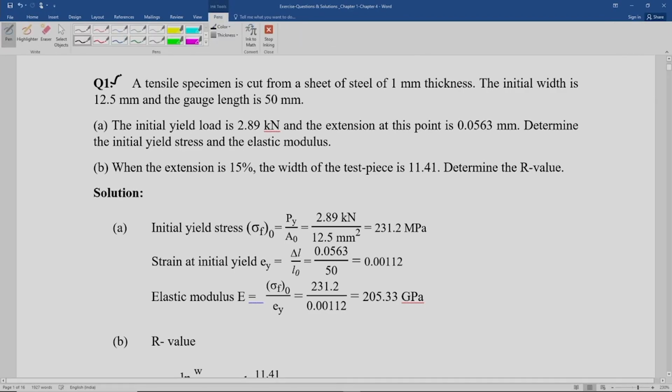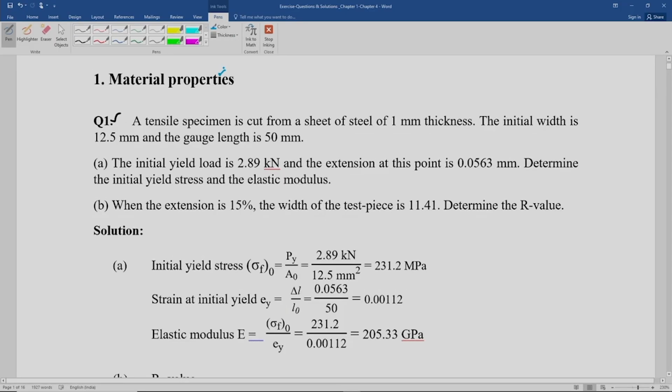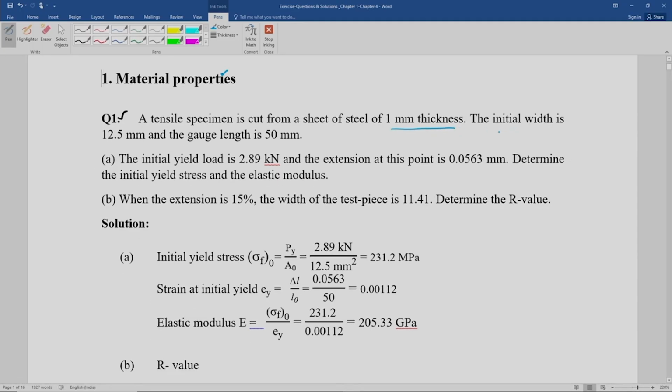Okay. So, Q1, if you pick up, you will see that a tensile sample is cut from a sheet of steel of 1 mm thickness, and the sample has an initial width of 12.5 mm and gauge length of 50 mm. So, you pick up a tensile sample, I am just drawing the gauge length only, this gauge length is 50 mm, and you will see that this width is 12.5 mm. And it has a thickness of 1 mm, let us say from the side view. Okay. So, a sheet you can say like this. This is a gauge region only, no. So, I am just picking up like this.